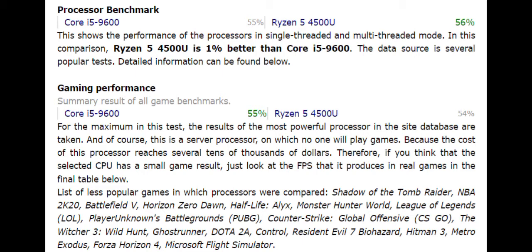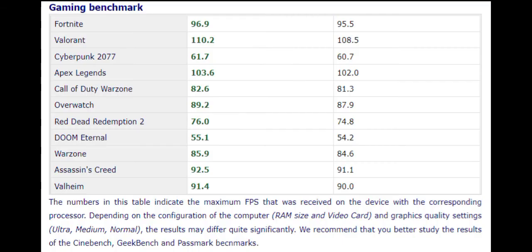So, in terms of gaming performance, the Core i5-9600 has a 55% score compared to the 54% of the Ryzen 5 4500U. On the next slide, I am going to show you the gaming performance of both microprocessors. So, the gaming benchmark for Fortnite, Valorant, Cyberpunk 2077, Apex Legends, Call of Duty Warzone, Overwatch, Red Dead Redemption 2, Doom Eternal, Warzone, Assassin's Creed, and Valheim. The Core i5 takes the bigger score compared to the Ryzen 5 in terms of gaming.